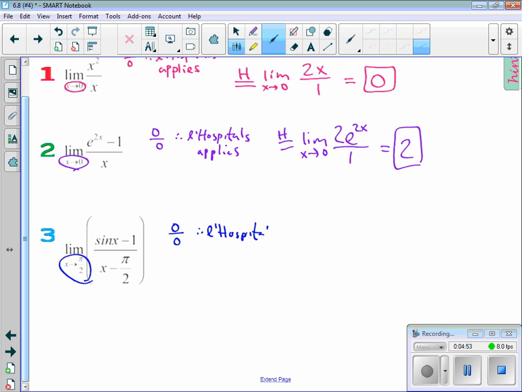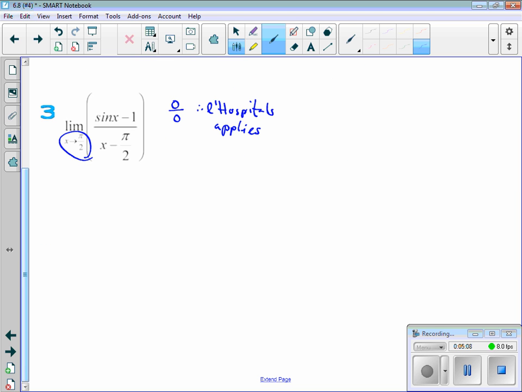Now in the homework, L'Hopital's doesn't always apply. So if L'Hopital's doesn't apply, then you have to try to solve the limit a different way, okay? Okay, so now we're going to actually apply L'Hopital's. I got room down here, so I'll just move down.